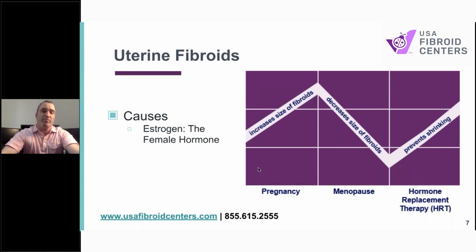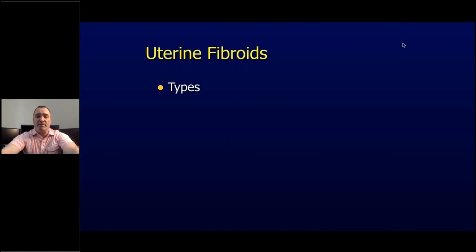We can see on this little chart on the right that what has been established is that during pregnancy, fibroids increase in size. And then at menopause, it's well established that fibroids decrease in size. In fact, many people believe that menopause is a quote unquote cure for fibroid disease. And it is in fact true that after menopause, most women's fibroids shrink. We also see that hormone replacement therapy prevents shrinkage of fibroids. So that's what led people to believe that the female hormones like estrogen and progesterone are involved in uterine growth. Now, what are the different types of fibroids?